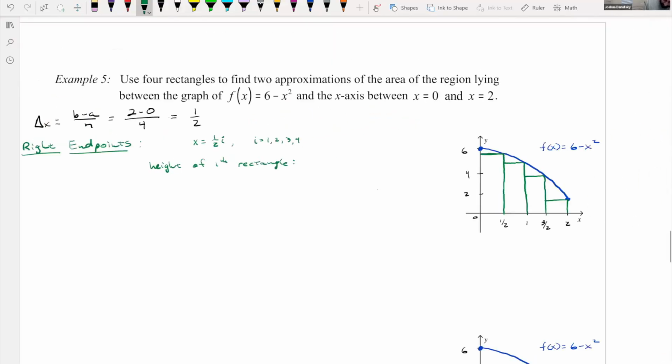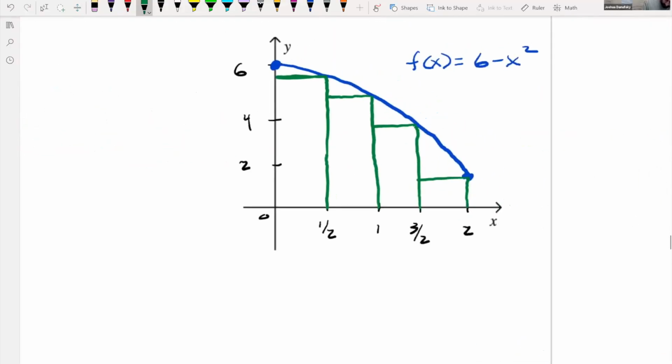Well, let's think about this for a second. If we start with our first rectangle, we're trying to get this area right here. We want the height here at a half going up to the function. Well, what is that orange length? It's simply the value of the function at a half. It's going to be the height up to the function at a half. In other words, f of 1/2.